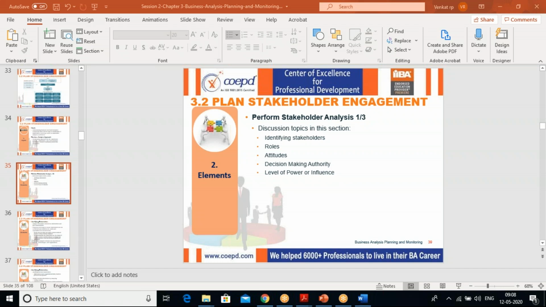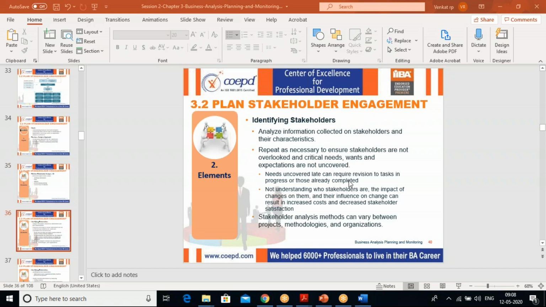And we have three elements here. The first is perform stakeholder analysis. That means you have to identify the stakeholders, their roles, their attitudes, their decision making authority, and their level of power or influence, and what impact these people are going to make. That is the first element.